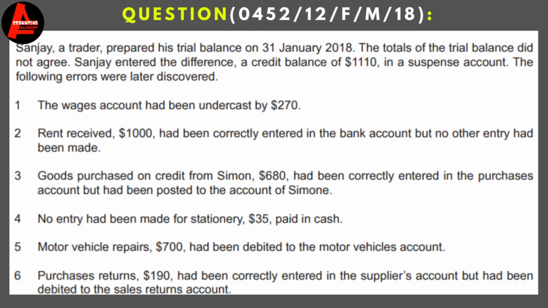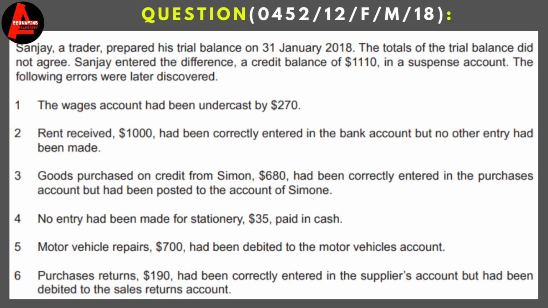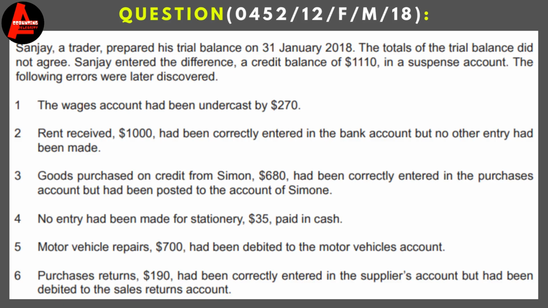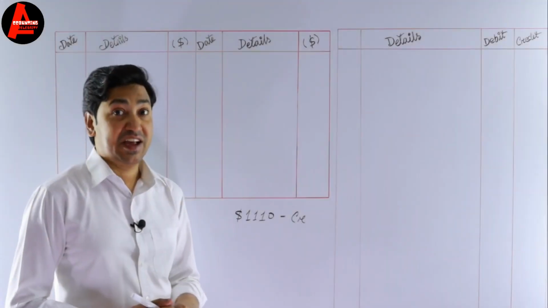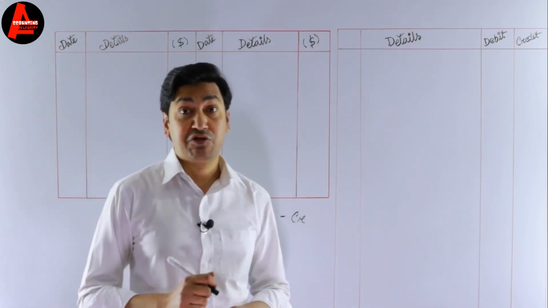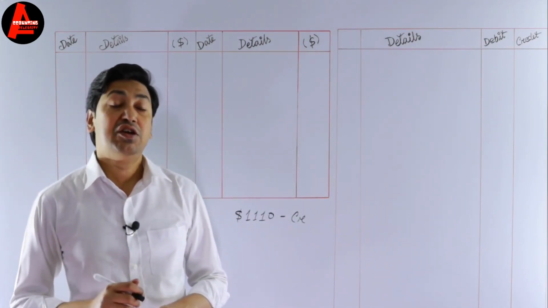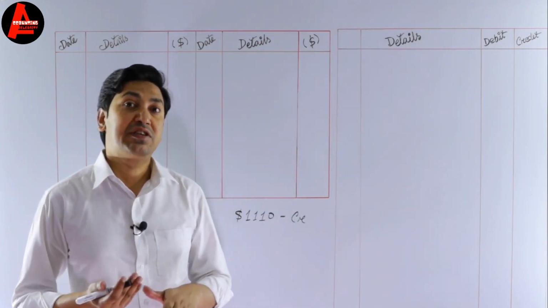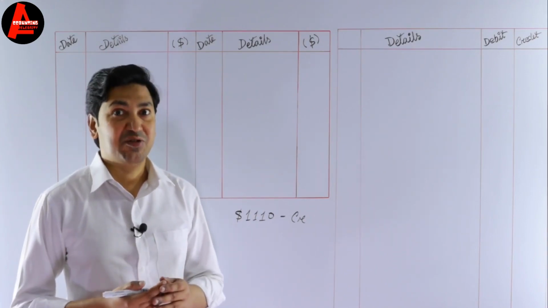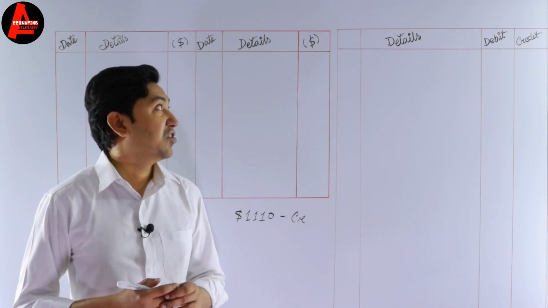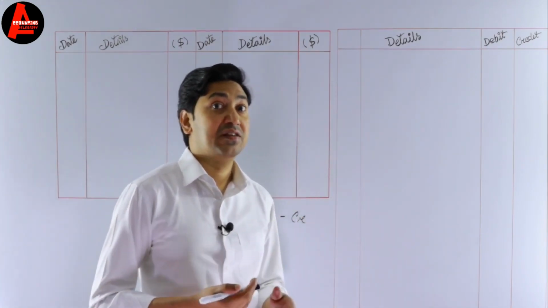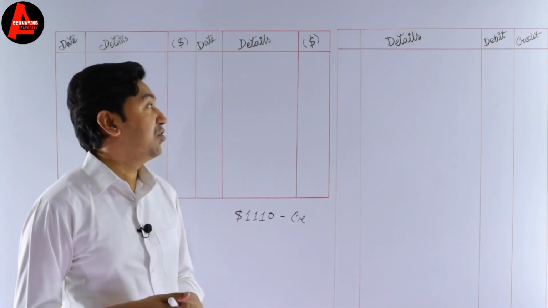The wages account had been undercasted by $270. So wages had been undercasted. Wages is an expense. Now to rectify we have to overcast, that means we have to increase the wages. When expense increases, the expense account will be debited. So here the same thing will happen: the wages will be debited and the suspense account will be credited.